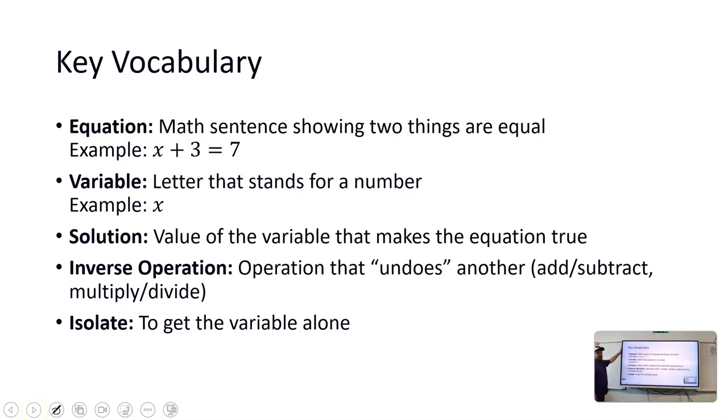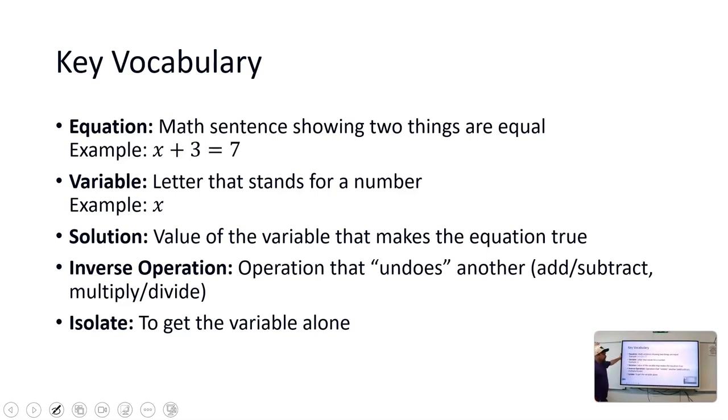Well, first off, let's talk about some vocabulary. First, we need to know what an equation is. An equation is a math sentence showing two things are equal. For example, x plus 3 equals 7. That's just a simple example of an equation. It always has to have an equal sign to be an equation.